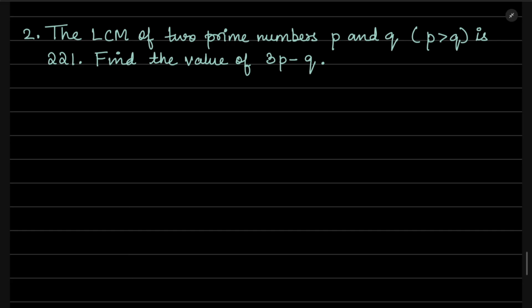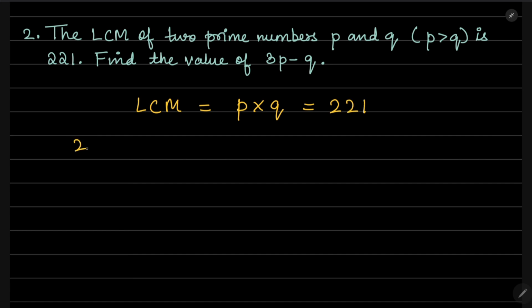You are given, the question is, the LCM of two prime numbers P and Q is 221. Find the value of 3P minus Q. So whenever you are given the LCM of two prime numbers, you should know that the LCM is always the product of those two primes, that is P multiplied by Q. And you are given the LCM of the two prime numbers is 221. So P multiplied by Q is equal to 221.